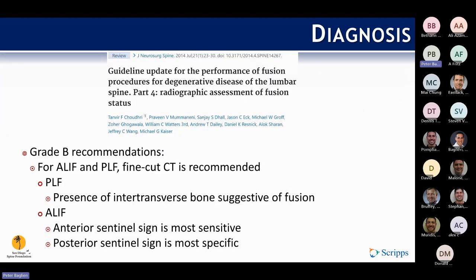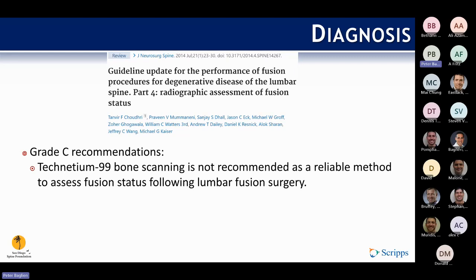Their grade B recommendations, so for ALIF and posterior lateral fusion, fine cut CT was recommended. And they noted specifically that for posterior lateral fusion, the presence of intertransverse bone was suggestive of fusion. In the ALIF population, anterior sentinel sign was the most sensitive, so bridging bone anteriorly, versus posterior sentinel sign being the most specific. Grade C recommendation was basically just don't do bone scans. They're not reliable in this setting.